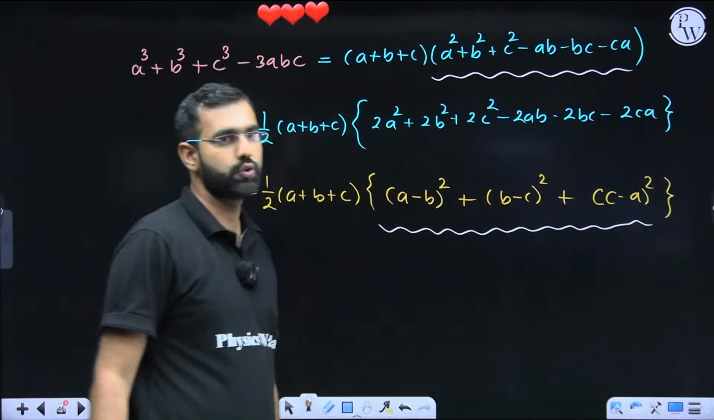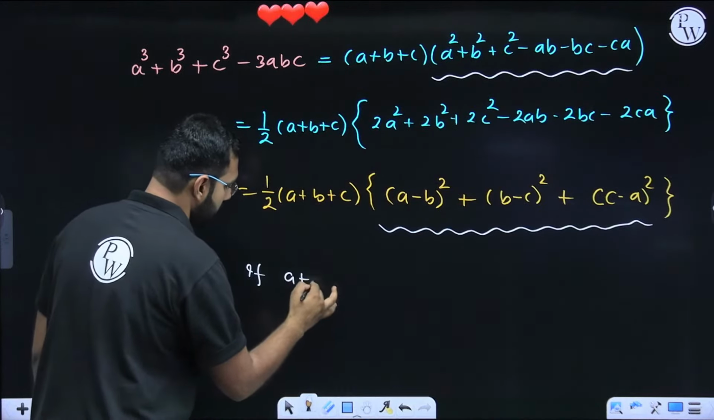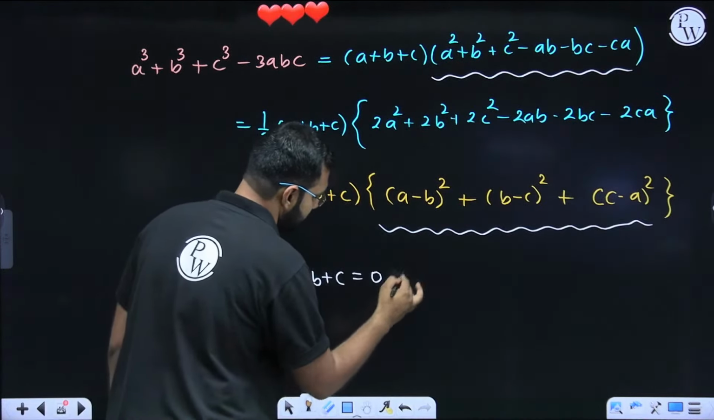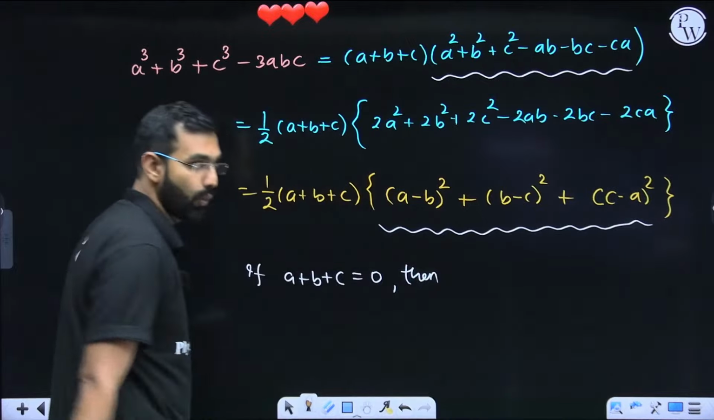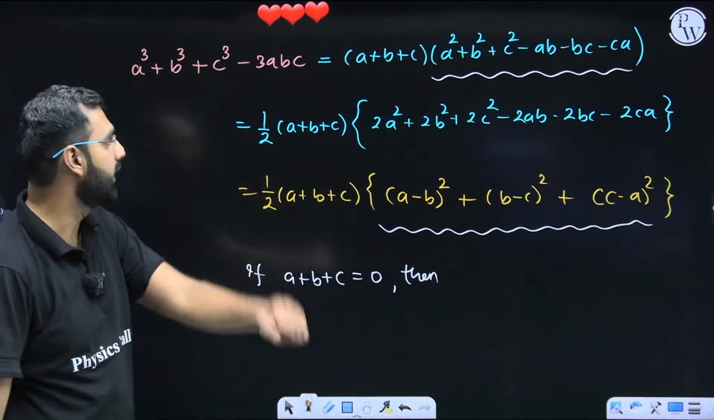Now there is one more conclusion, a very interesting one. If a plus b plus c is 0, then can I not say a cube plus b cube plus c cube will be equal to 3abc? Just cross check it and give me a confirmation whether you have understood it or not. Can you write the explanation behind this in the comment box? Anyone? How did I get it?